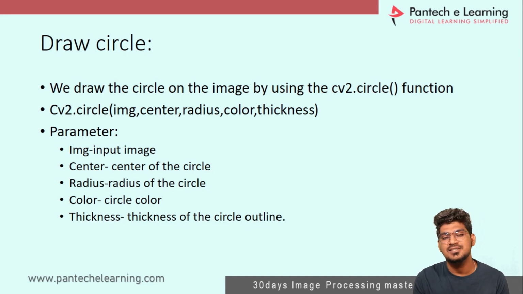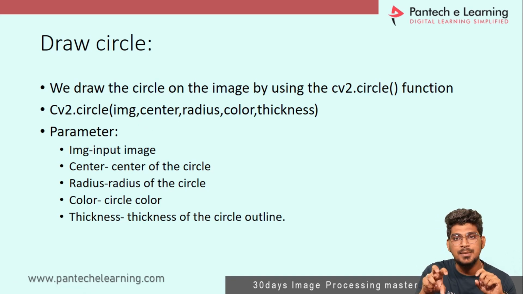So draw circle means we are going to draw the circle on the image with the help of a particular function. What is the function? cv2.circle. That is why I mentioned here that by using that particular function, we need to understand the parameters first of all. So what are the parameters? First of all, image. Image is one kind of parameter, that is the input. Next, center. Center is the center of the circle.